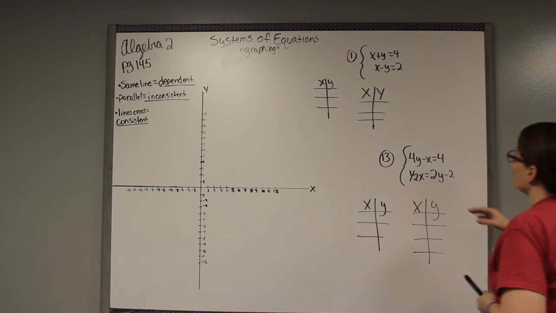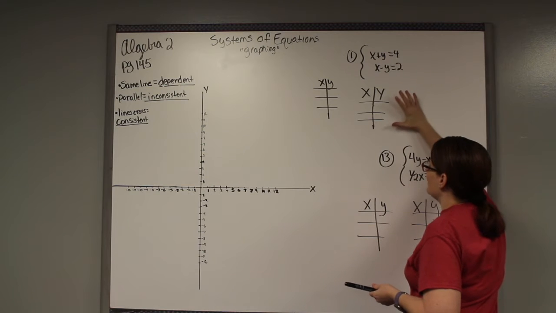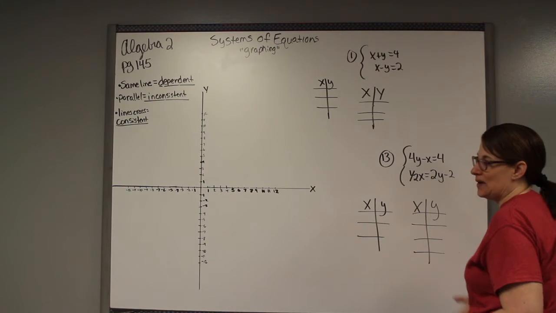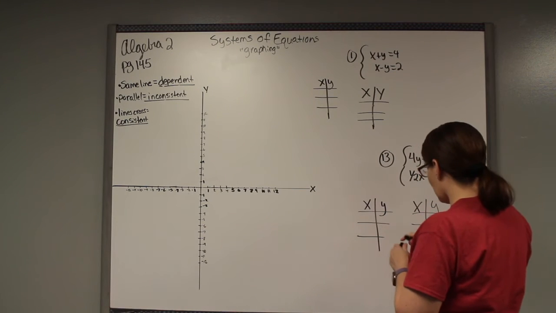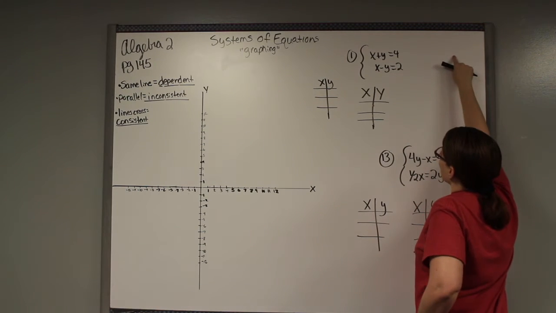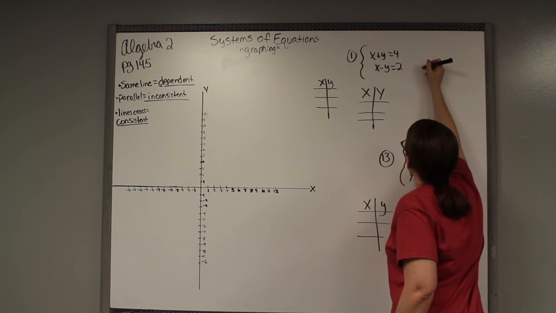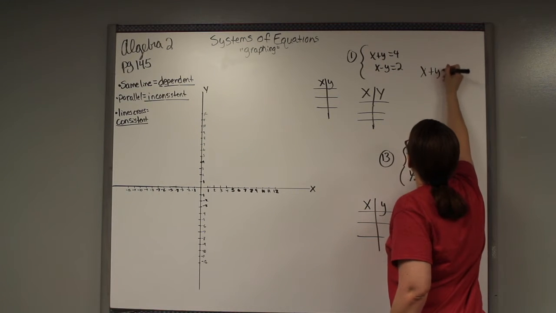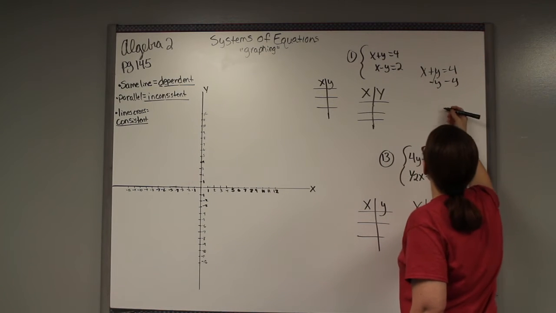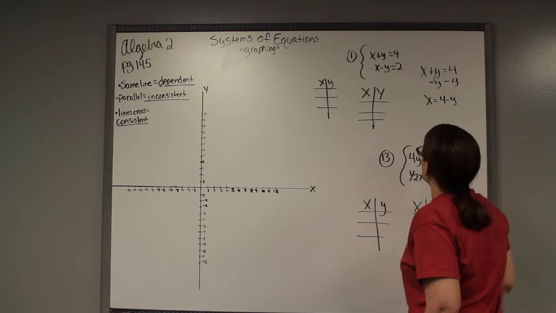Alright, so number 1 here, we have 2 equations, and basically we are going to make tables like we did in graphing for each equation to find points to plot. If I look at this first equation here, I want to solve for one letter, I want to get a letter by itself. So if I go x plus y equals 4, I can move y to this side by the laws of algebra, and I get x equals 4 minus y.